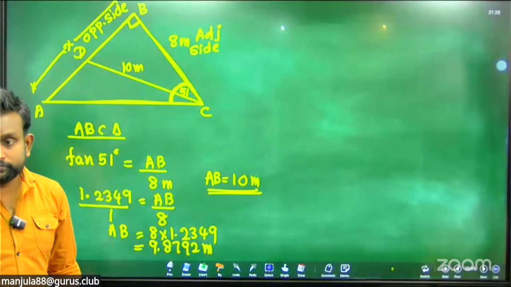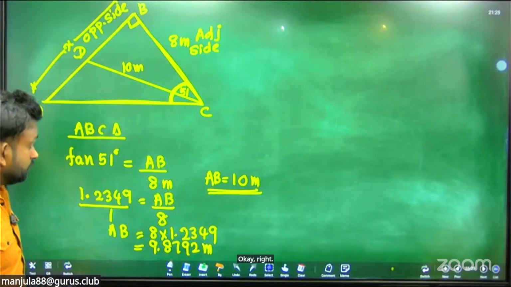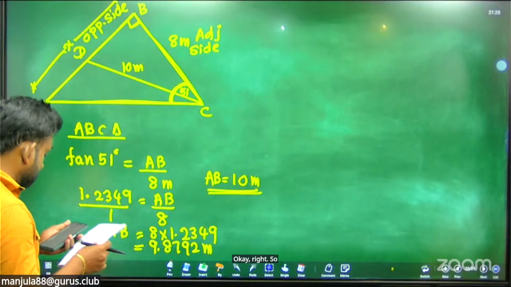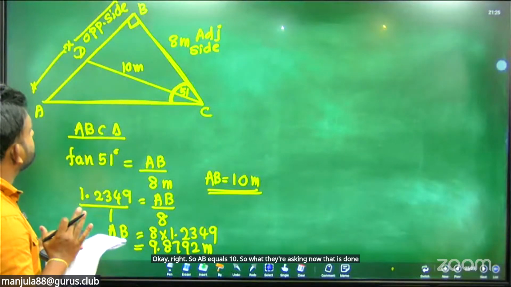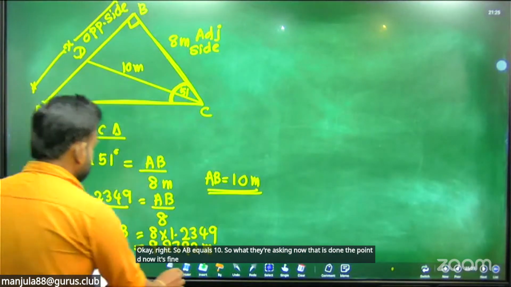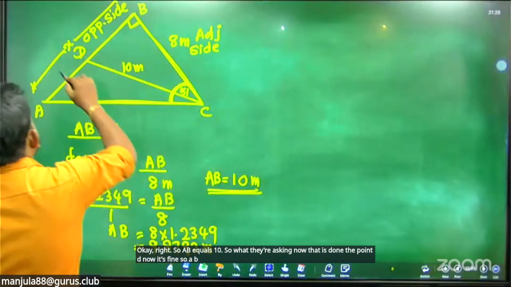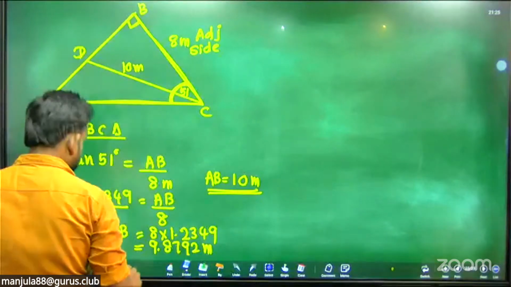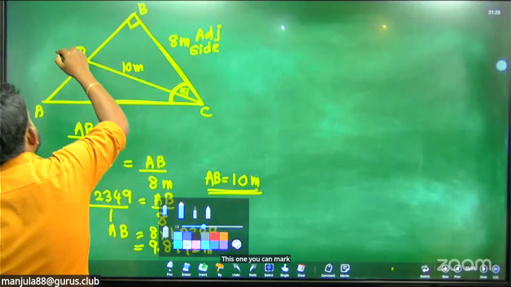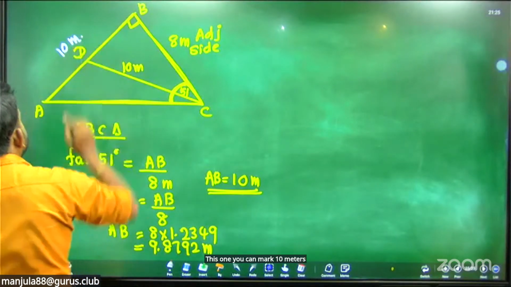Okay, right. So AB equals 10. What they're asking now, that is done. The point D, now it's fine. So for AB, now you can mark this one 10 meters. That is the AB length. Okay, fine.